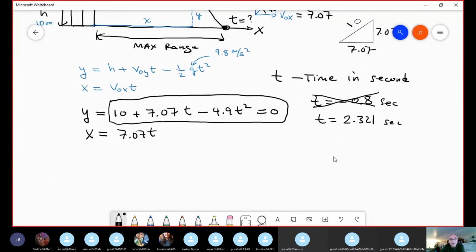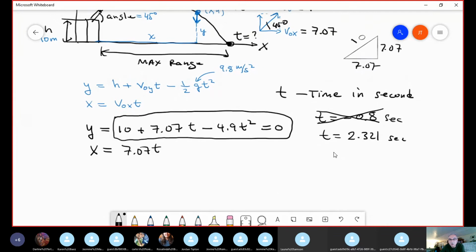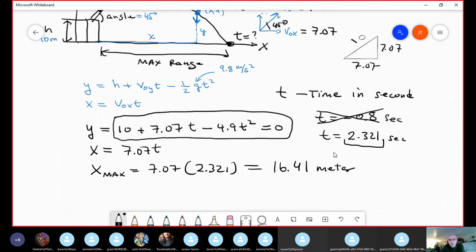Now, if you want to find the maximum range, use substitution: put this total time in the x equation. So x maximum is equal to 7.07 multiplied by 2.321. And the answer is 16.41. I suppose it's meters. And this distance, in this example with this condition, is 16.41 meters.